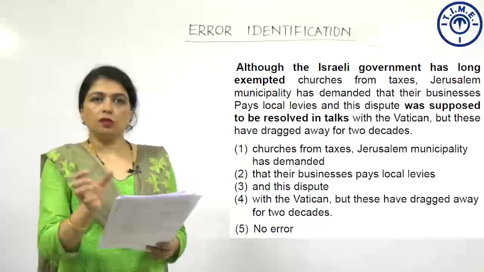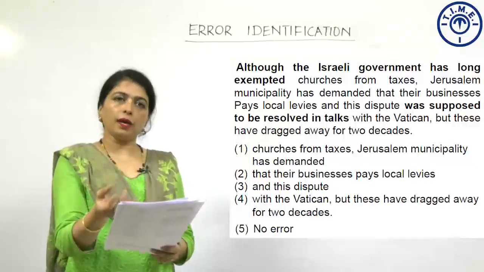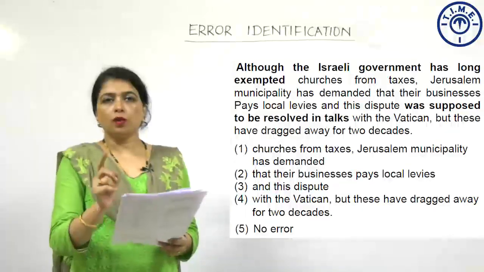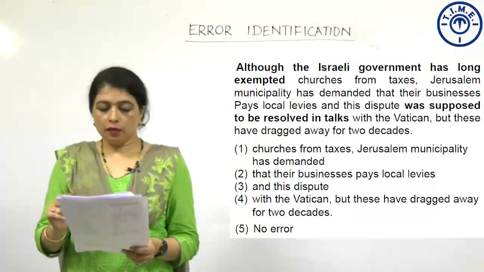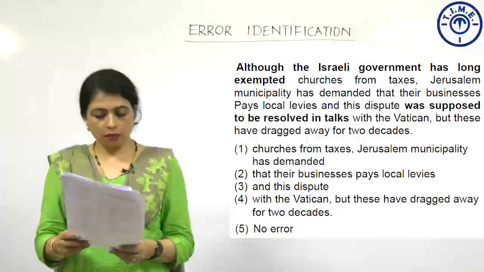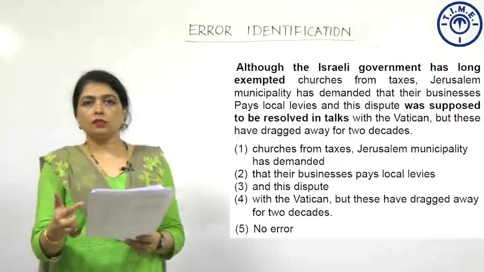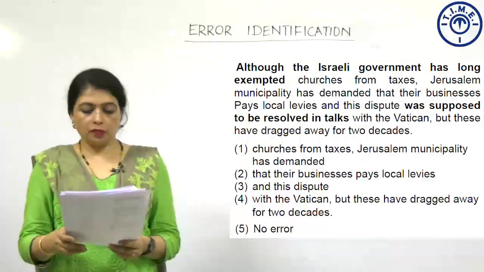Because it is Jerusalem municipality, municipality has to be preceded by the definite article "the", because it's the one and only that a city has. So, we need to say "churches from taxes the Jerusalem municipality has demanded." Fine. So, after considering this error and correcting it, we move on to the second option, that their businesses pays local levies.